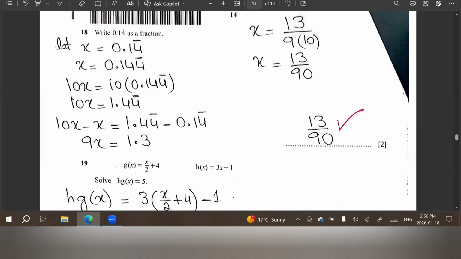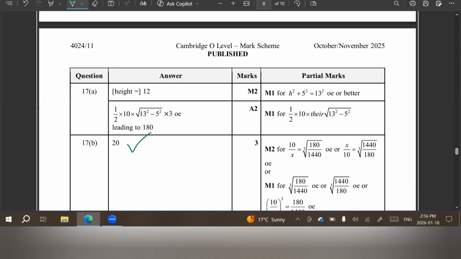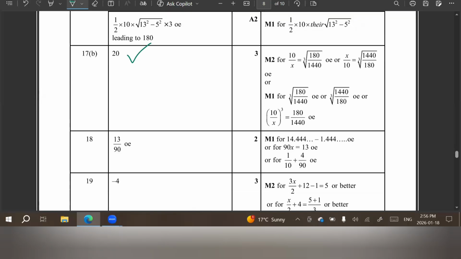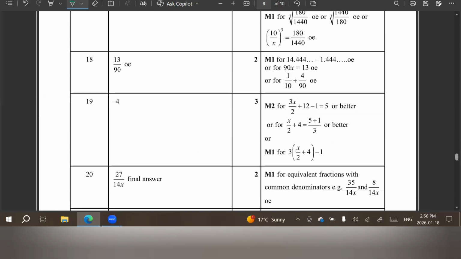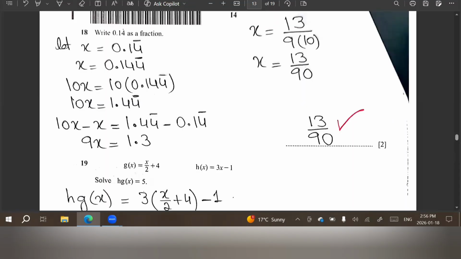13 by 90. So let's check the marking scheme. What does the marking scheme say? The marking scheme says 13 by 90. Okay, so this is how this is done. I hope you understand. We convert non-terminating recurring decimal fractions into simple fractions. This is the name of the topic, which is the new topic that has been added.